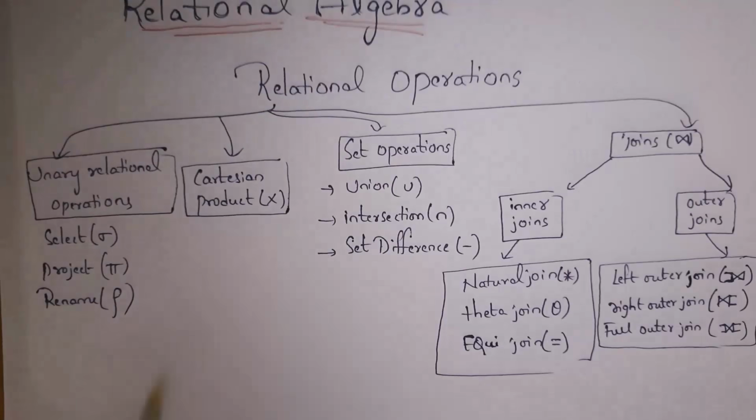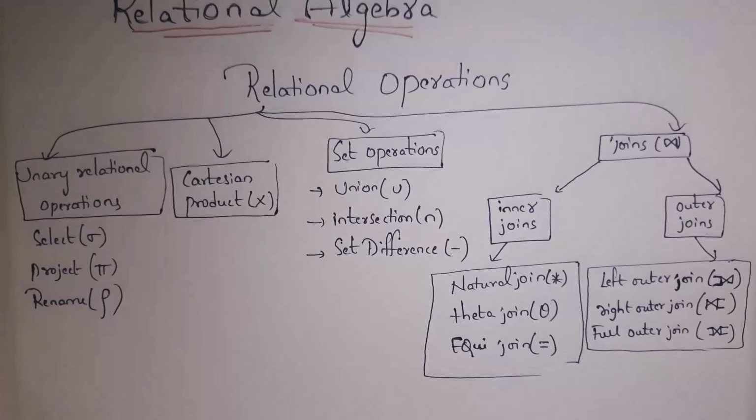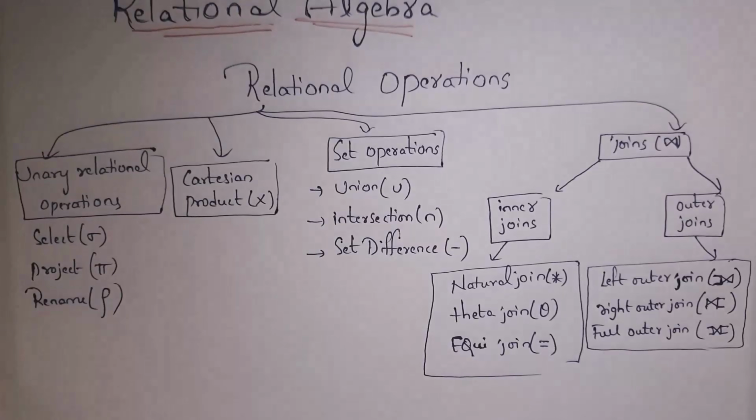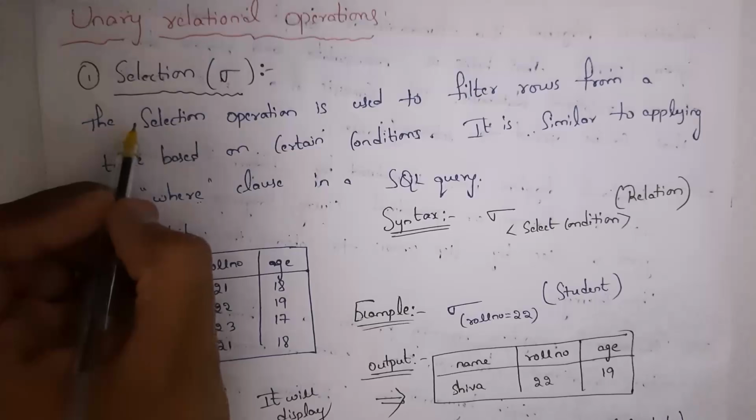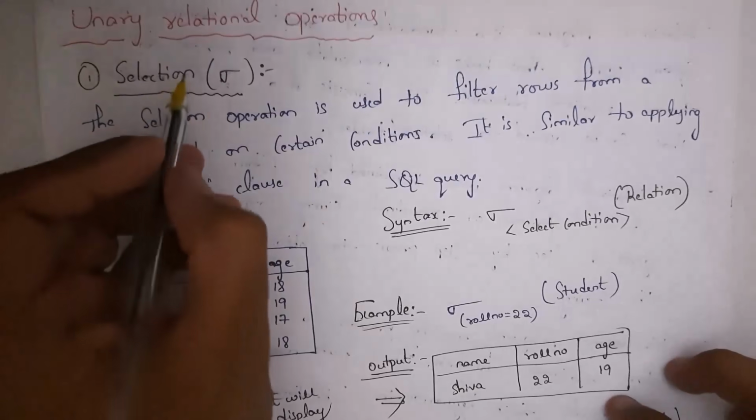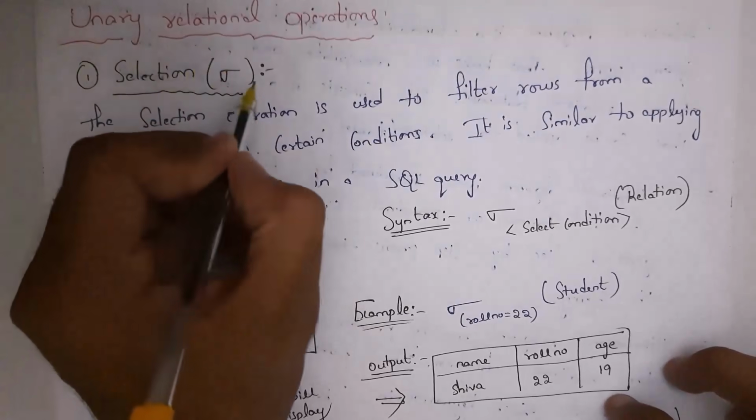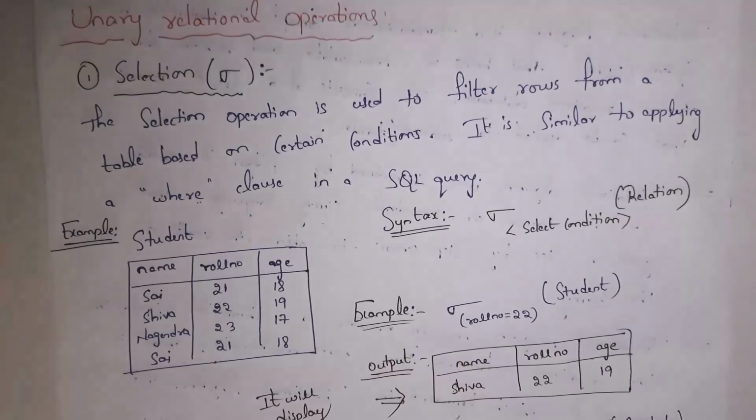Guys, these are the various types of relational operations in relational algebra. At first I will explain what unary relational operations are. The name itself says unary, and unary means only one. Operations which are performed on a single table are known as unary relational operations. The first one is the select operation. In the selection operation we need to use the sigma operator. So for selection we need to use the sigma operator. I will explain what the selection operation is.